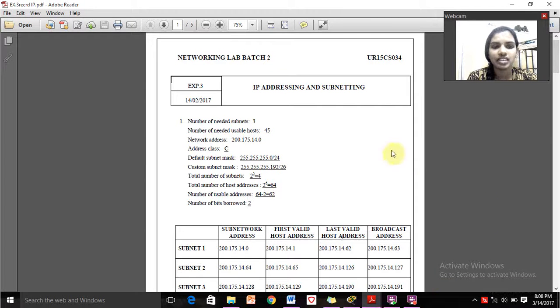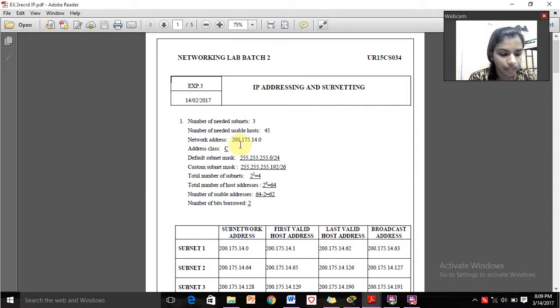Myself Megha, and this is networking experiment 3 to find the IP addressing and subnetting. This is the first problem. Here it is given the number of needed subnets, that is 3, the number of needed usable hosts, 45, and the network address 200.175.14.0, and here the network address belongs to address class C.